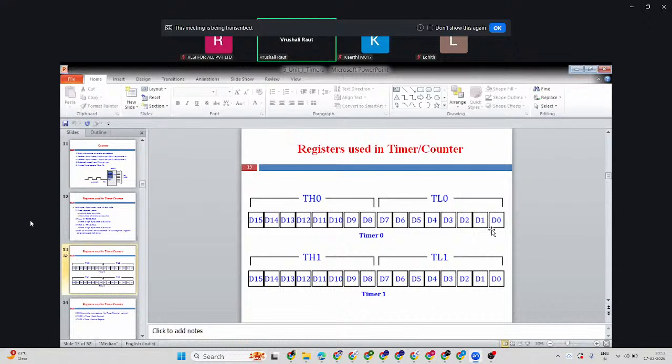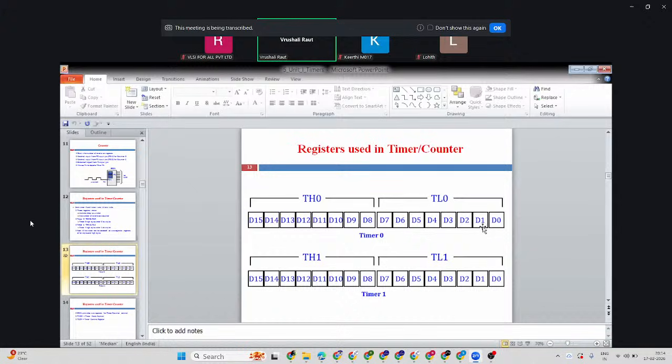So in this range, it goes from 0000 to 0001, 0010, and so on. For every increment, how many machine cycles are required? One machine cycle. And what do you mean by one machine cycle? For one increment, one machine cycle will be required, and one machine cycle means 12 clock cycles. Are you getting it? So that way we can think of calculating the delay.